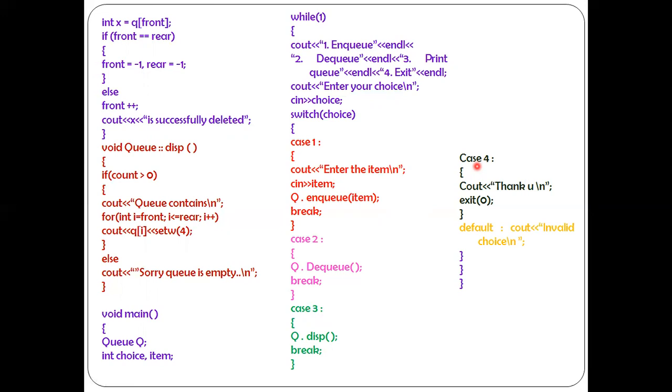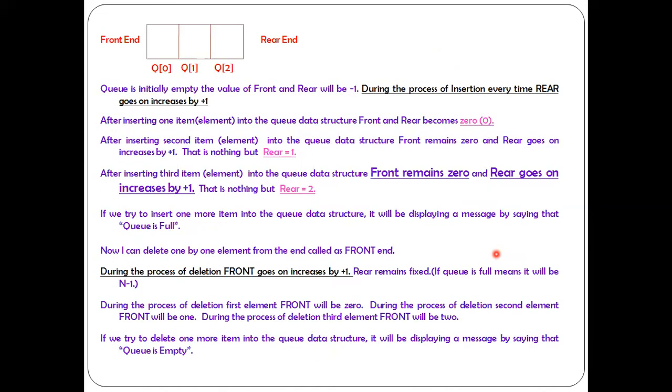None of the cases are matching. If none of the cases are matching, then which one should I execute? The default statement. Default: cout invalid choice. You have given 7. 7 is not there in the list. You need to input 1 to 4. 1 for NQ, 2 for DQ, 3 for print, 4 for exit. If you input apart from 1 to 4, it will display a message saying invalid choice. Got the point? This is the queue data structure program, NQ and DQ.